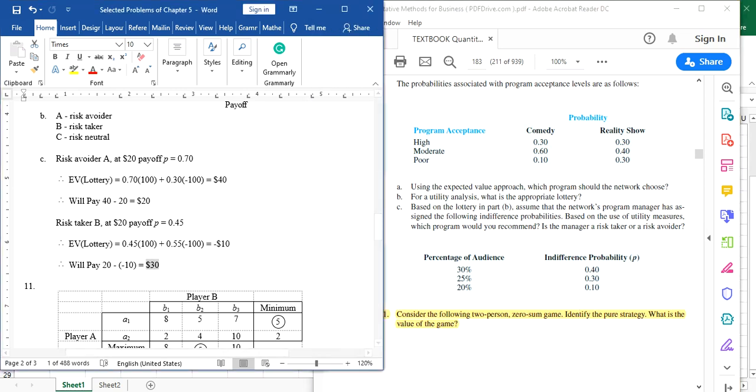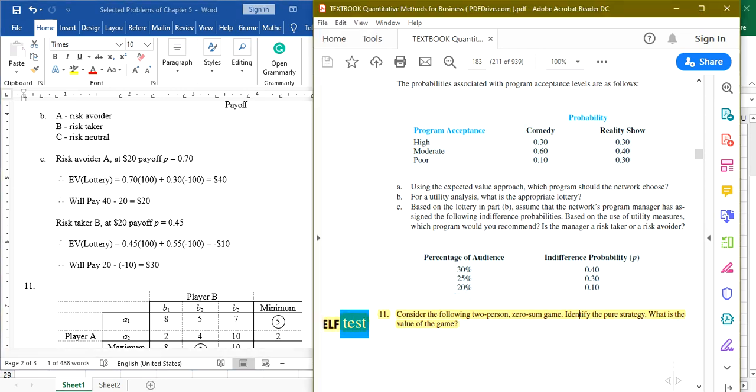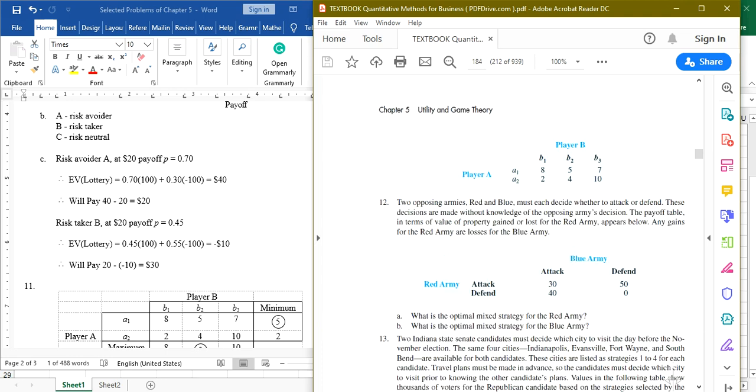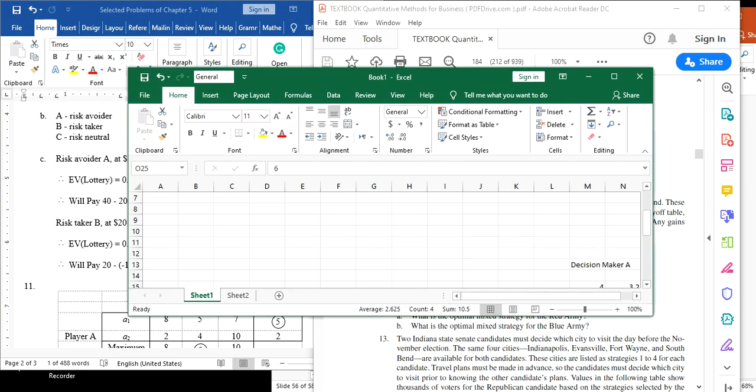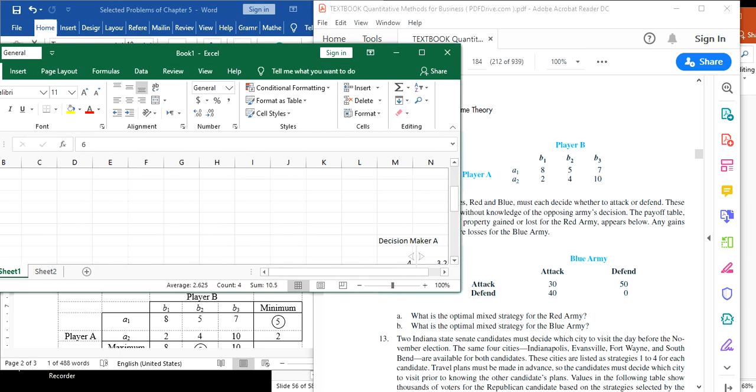problem 11. We have here, consider the following two-person zero-sum game. Identify the pure strategy. What is the value of the game? Okay. I would like to solve it here and get the right answer actually.